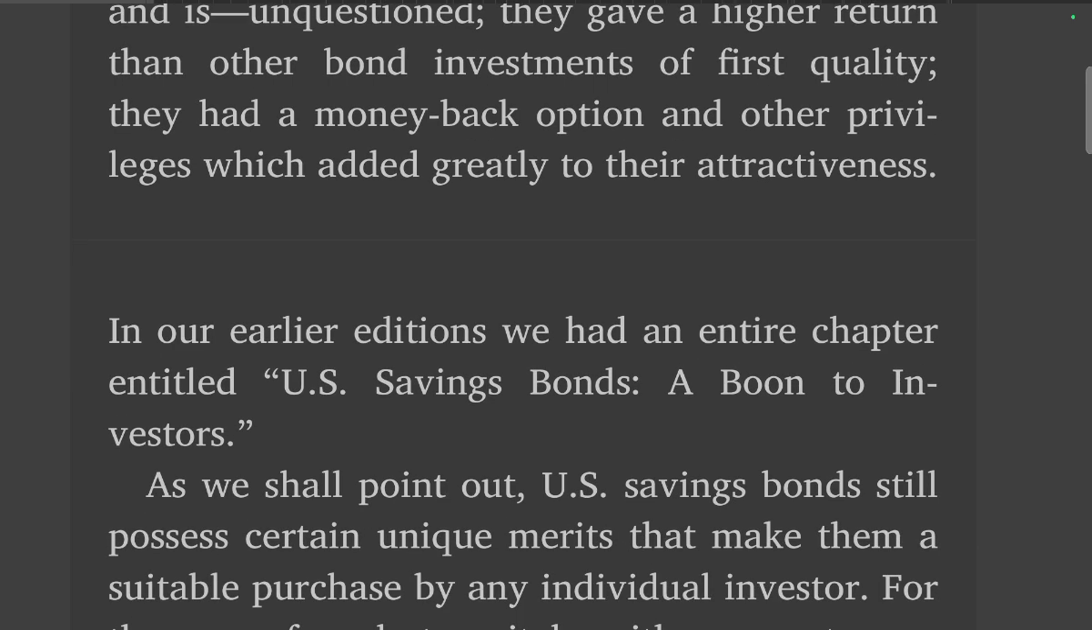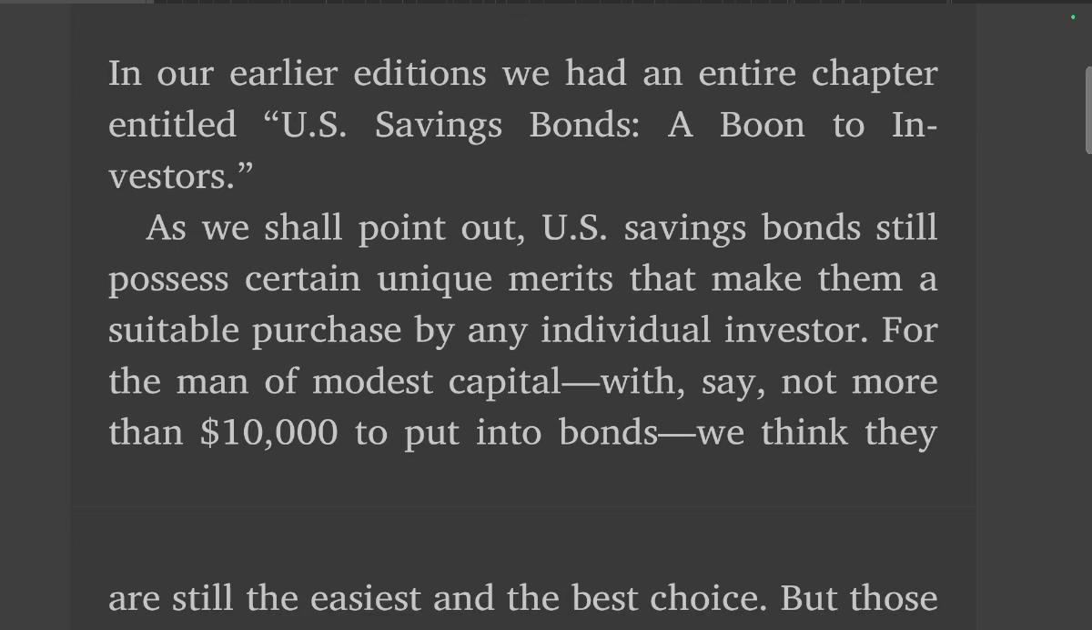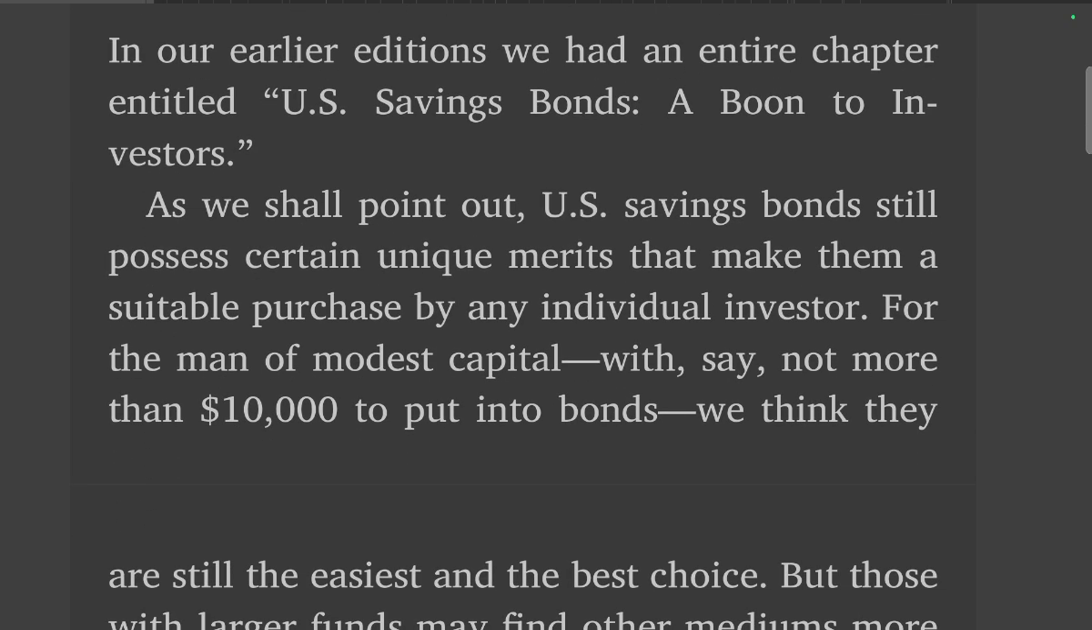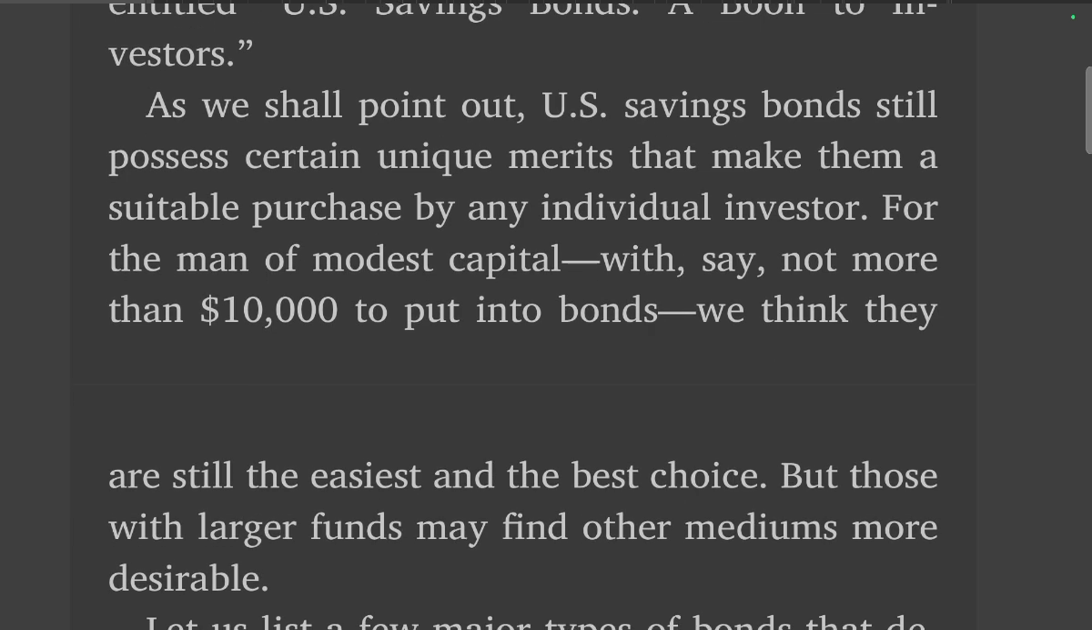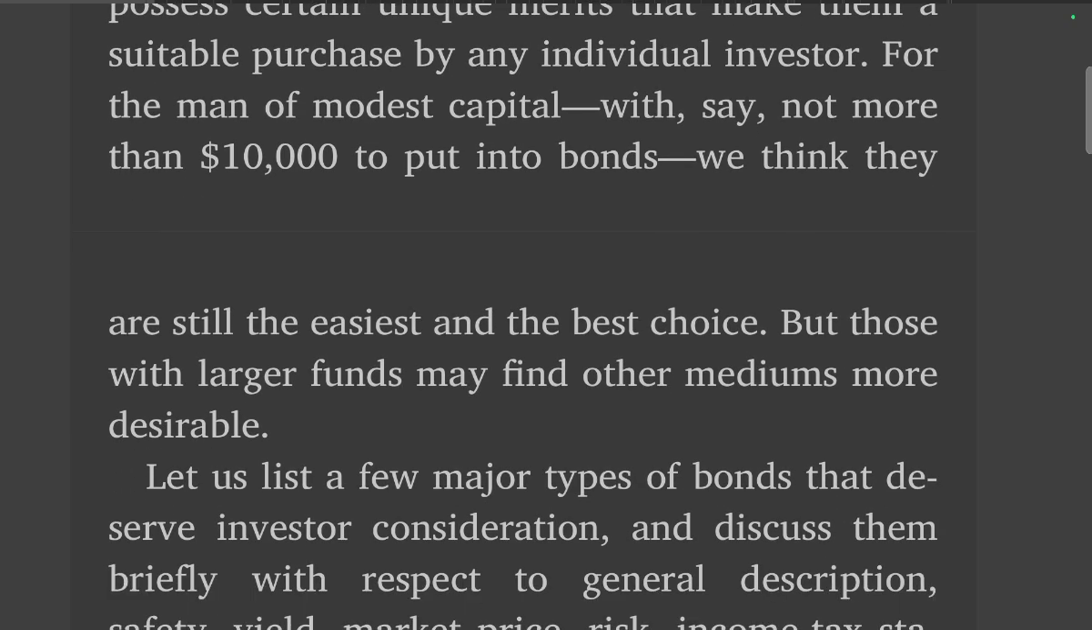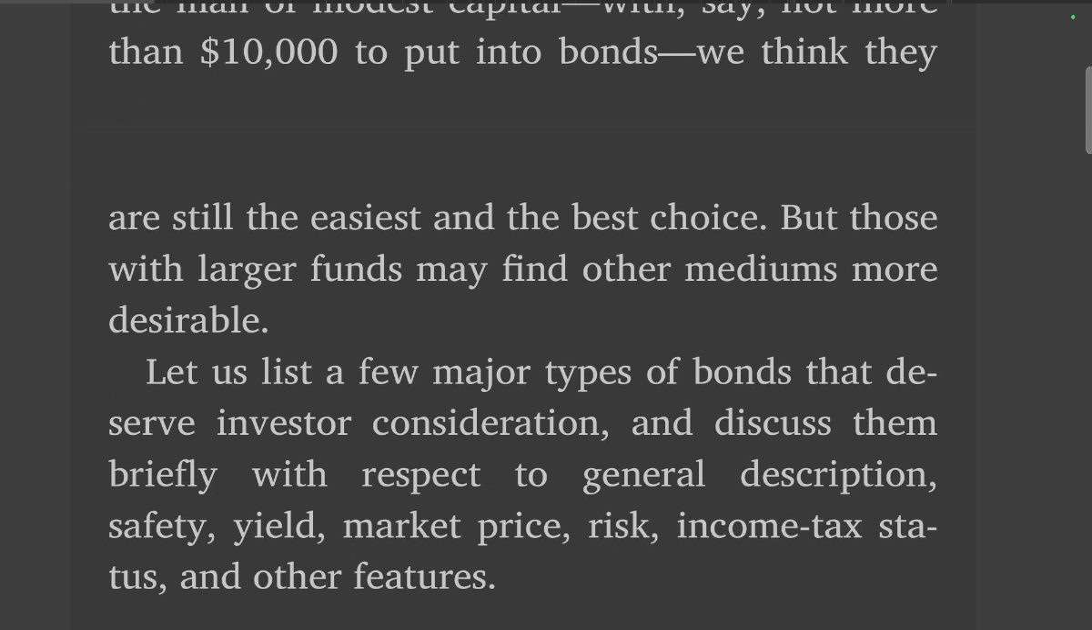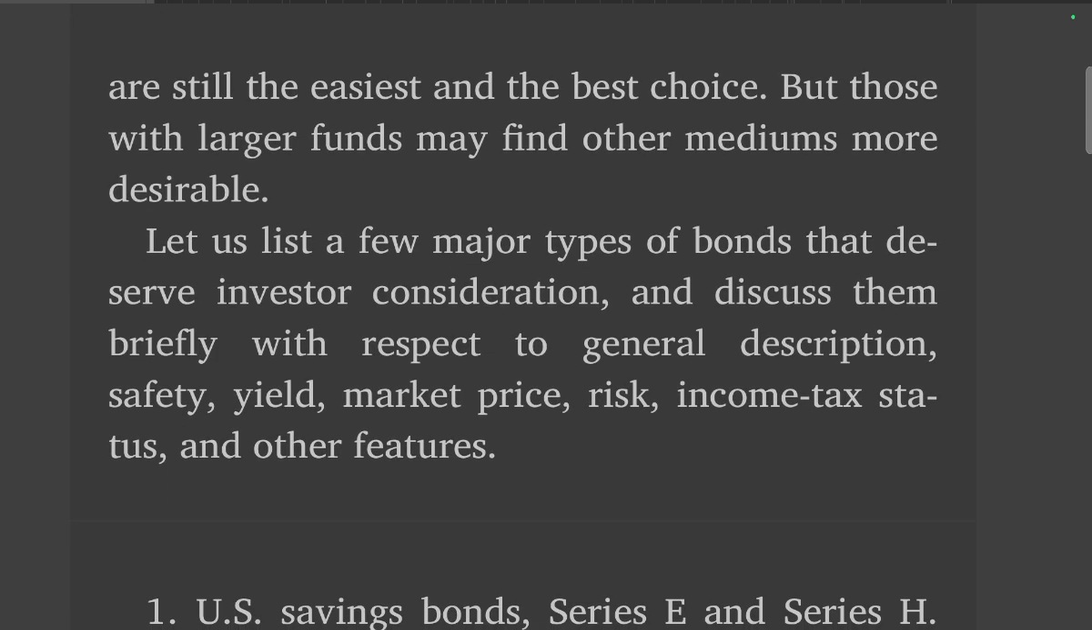In our early editions, we had an entire chapter on the US savings bond, a boon to investors. And we shall point to US savings bonds that possess certain unique merits that make them a suitable purchase by an individual investor, a man of modest capital. With say no more than $10,000 to put into bonds, we think that it's still the easiest and best choice. But those with larger funds may find other types more desirable.